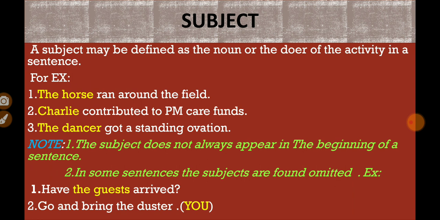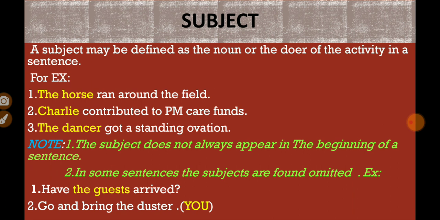Let me just do it for you. The horse ran around the field. Who ran around the field? If I ask the question, who ran around the field? The answer would be the horse. So dear children, the horse is the subject. I hope it is clear.